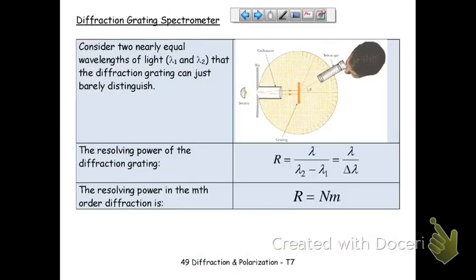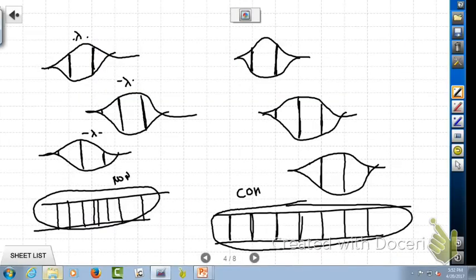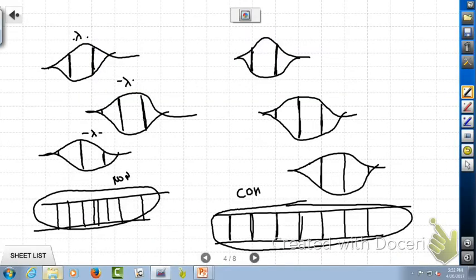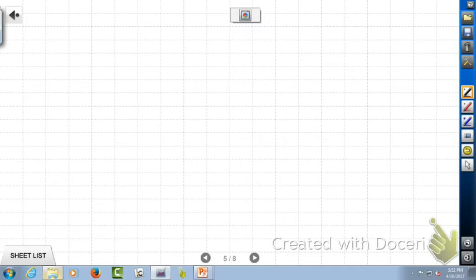And so did I do this calculation last time? I don't remember. Let's do a calculation. I'm going to take one color of light. Let's say we have 400 nanometers wavelength. I'm going to take a diffraction grating.